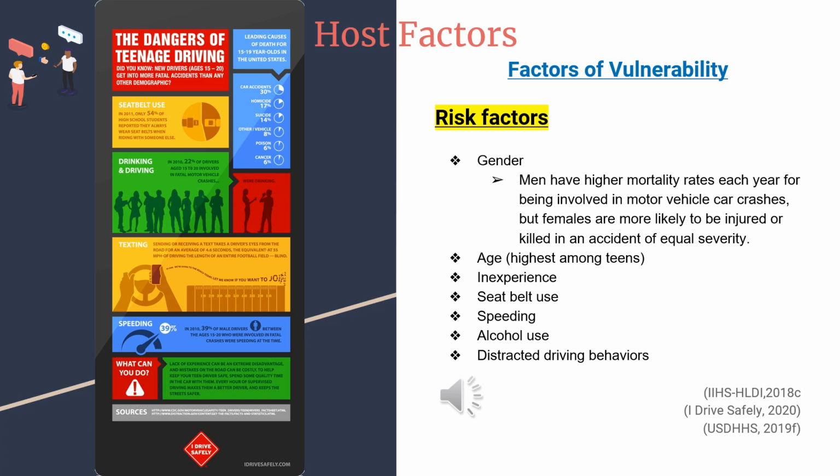To the left, this infographic further states more risk factors such as seatbelt use, speeding, texting, and drinking and driving. All of those risk factors are variables in being the leading cause of death for those ages 15 through 19 years old in the United States. And this infographic is from idrivesafely.com.